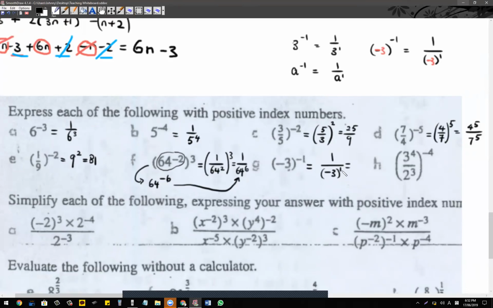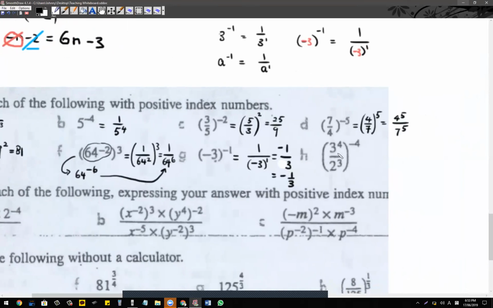And the power of 1 is the same as just nothing, you know. So this is equal to 1/3, but usually we place this negative sign on the top like that, or at the front, like so. We're going to move on to the next question.